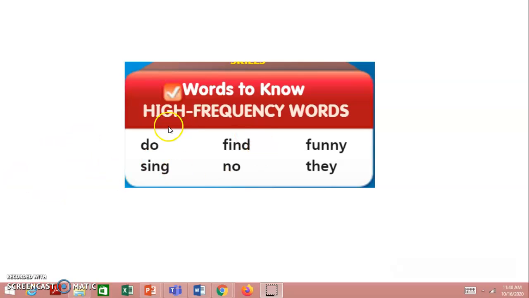Today we're actually going to read words with short O, and I want you to do this video a couple of times to really practice. The first thing we're going to do is read our high frequency words. This word is do. Spell it with me.